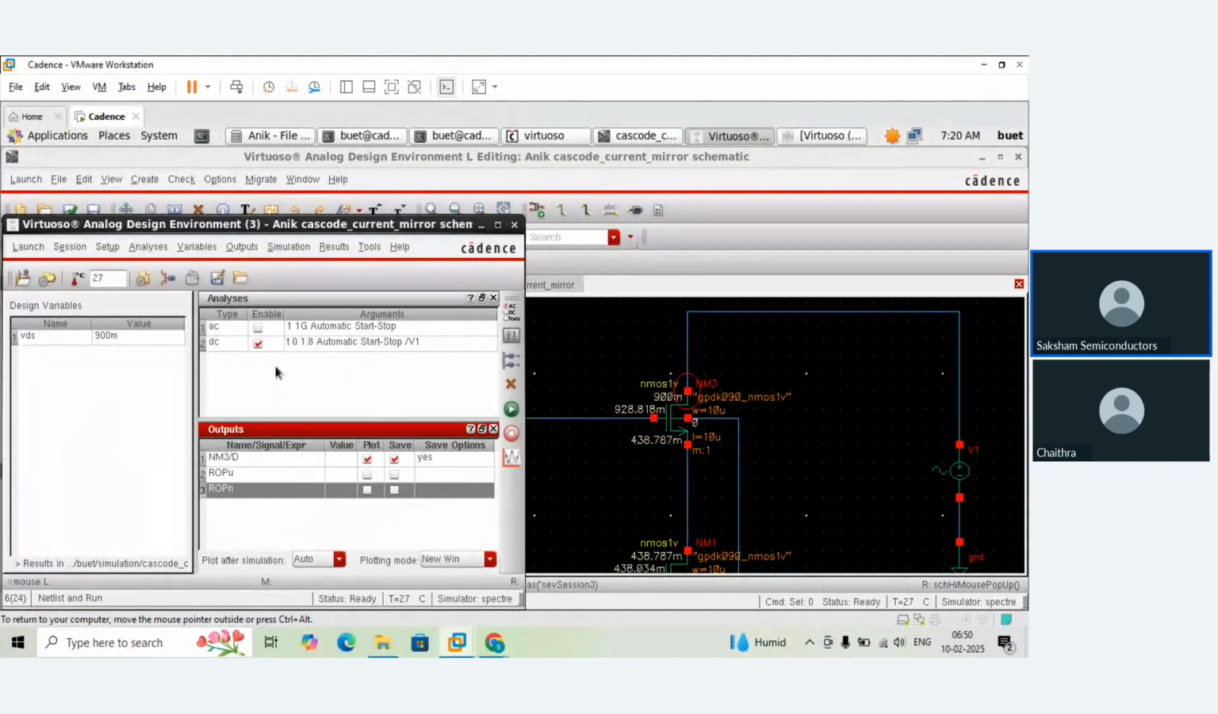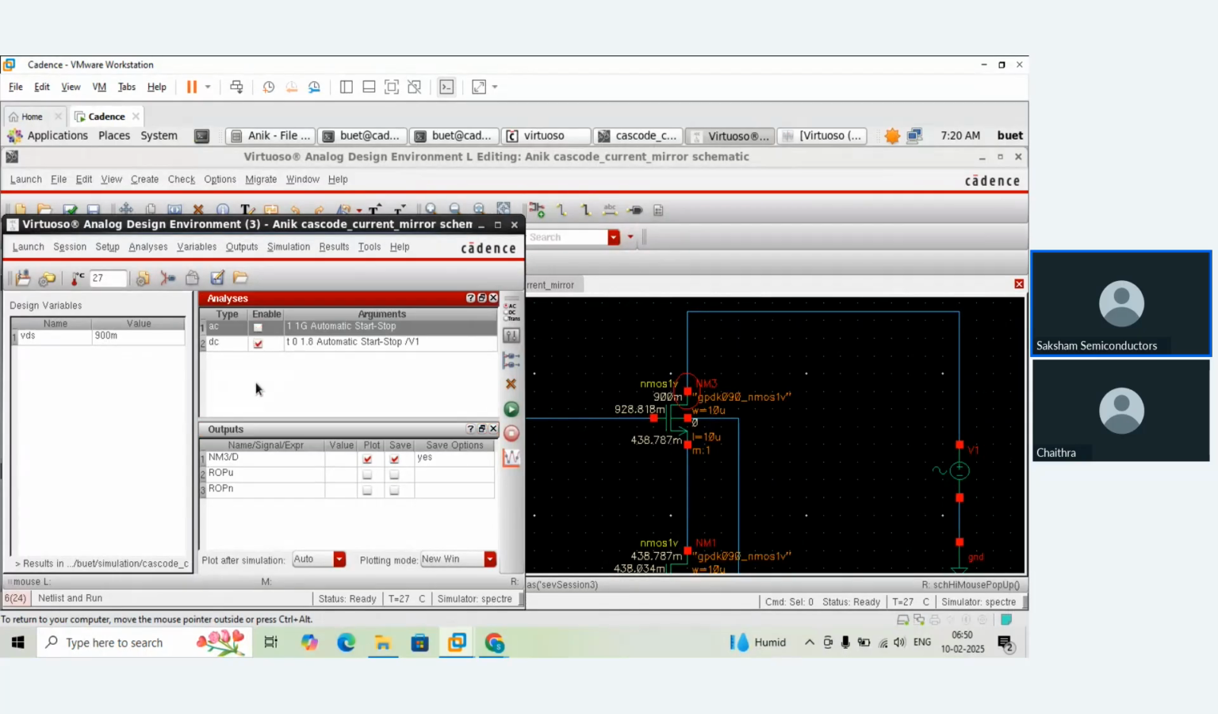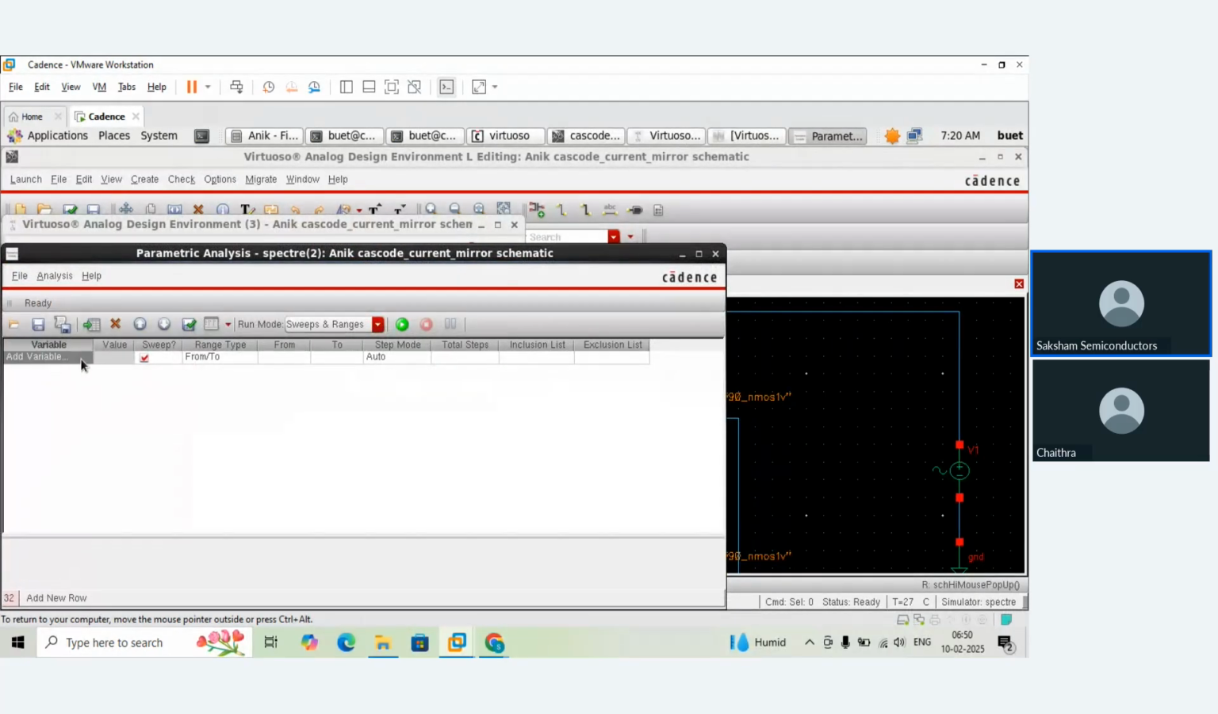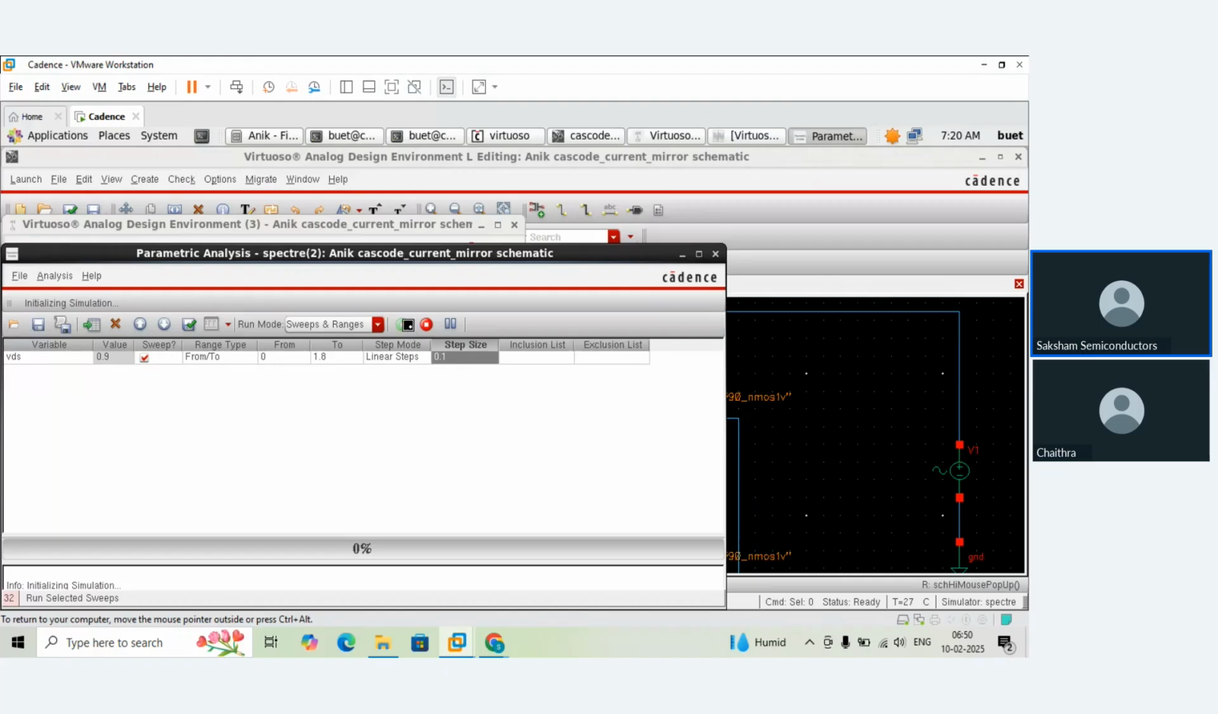Now I'll enable ROP and RON, and get into the parametric analysis. Go to tools, parametric analysis, and sweep the variable VDS from 0 to the maximum value of 1.8, with linear steps, in a step of 0.1. Let's run this.